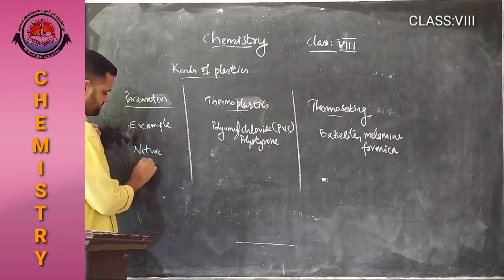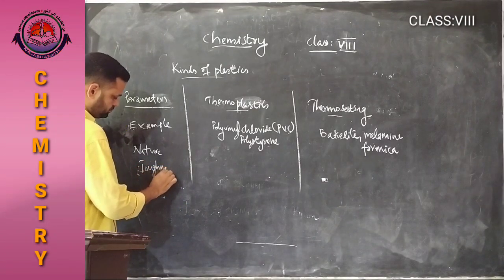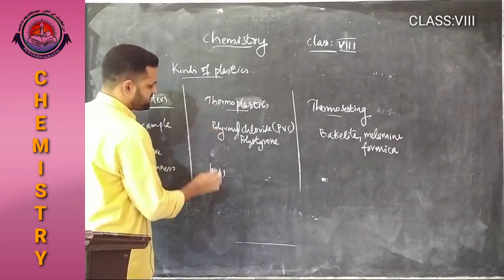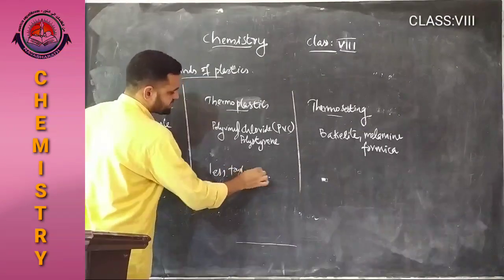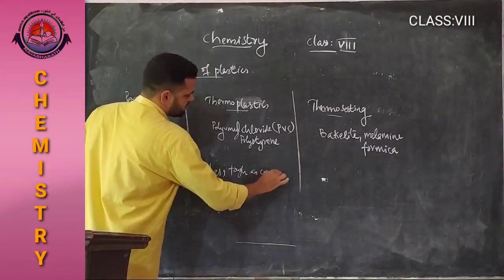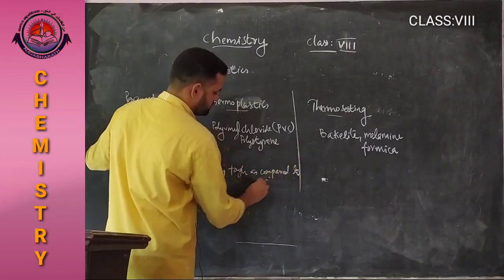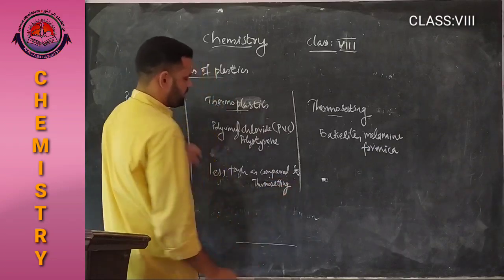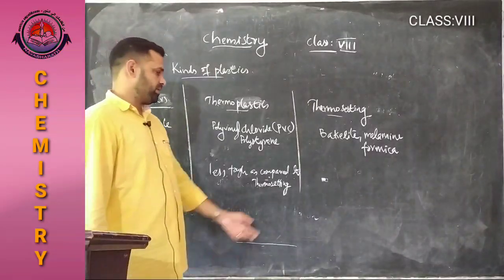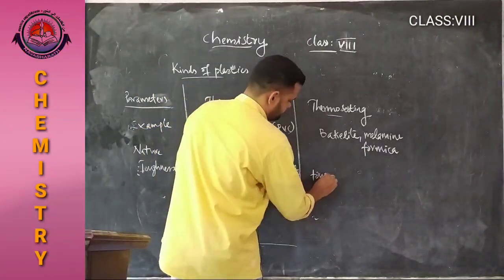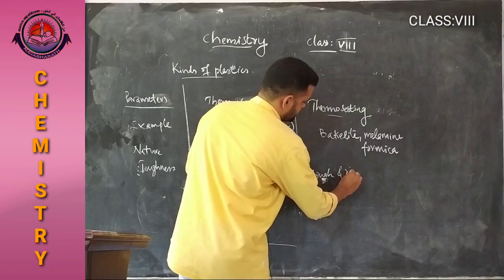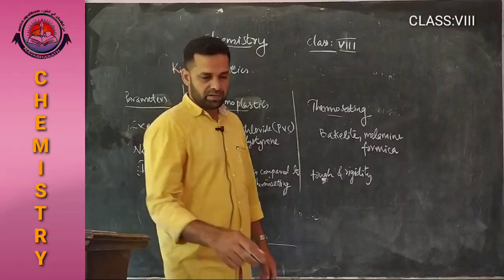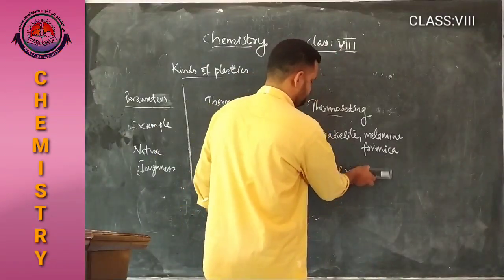And then about the toughness. Thermoplastics are less tough as compared to thermosetting plastics, but thermosetting plastics are tough and rigid. They show rigidity.